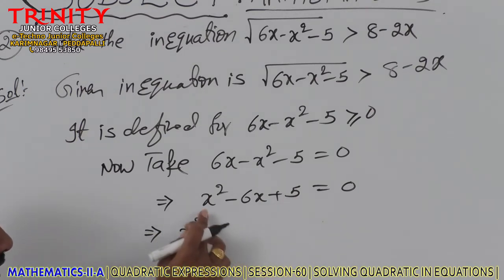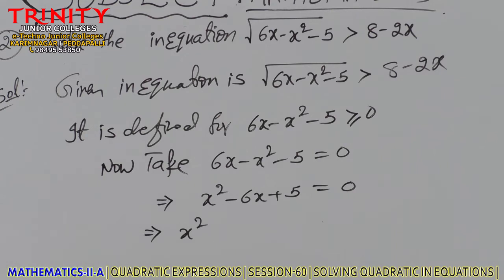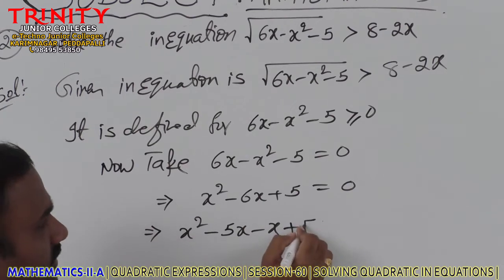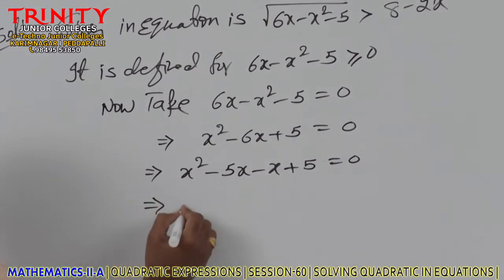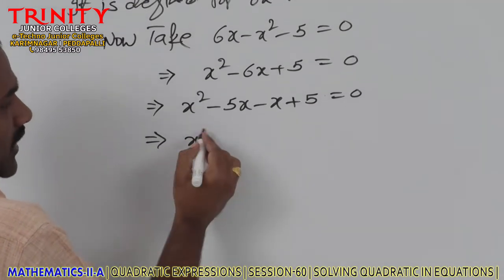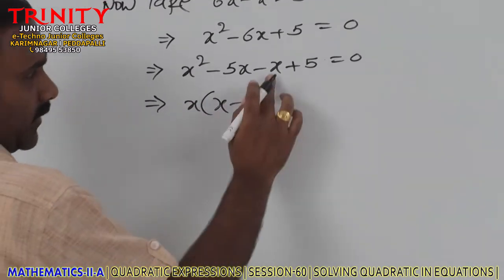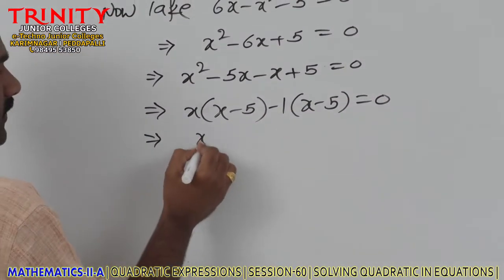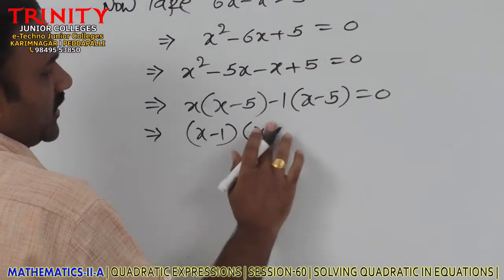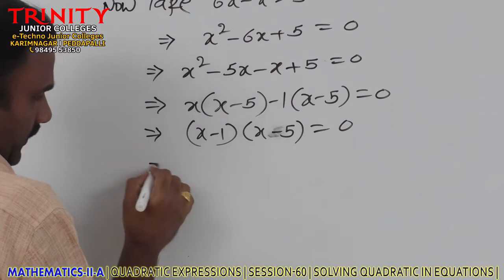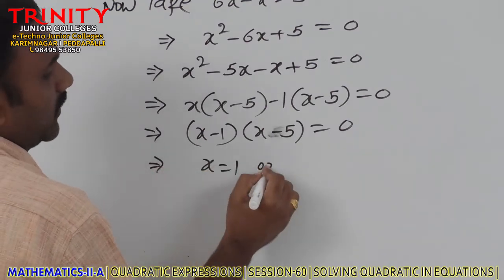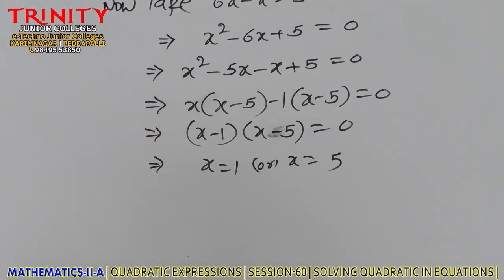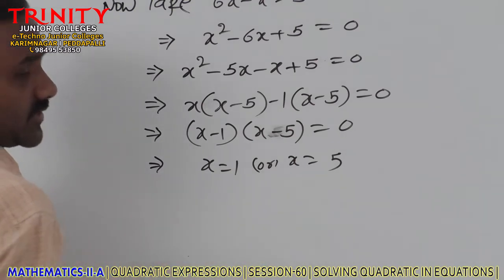X square, 5 ones are 5, 5 plus 1 is 6. Therefore, here the factors are 1 and 5. X square minus 5x minus x plus 5 is equal to 0. From x square and 5x, x common, x minus 5. From the other two, minus 1 common, x minus 5 is equal to 0. Then x minus 1 into x minus 5 is equal to 0. X is equal to 1 or x is equal to 5.